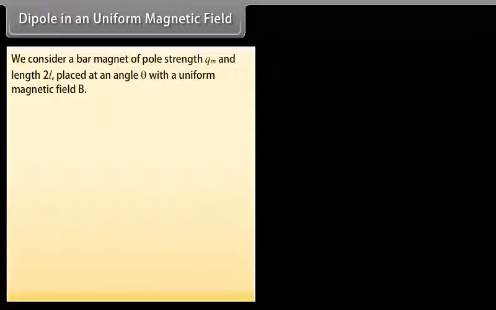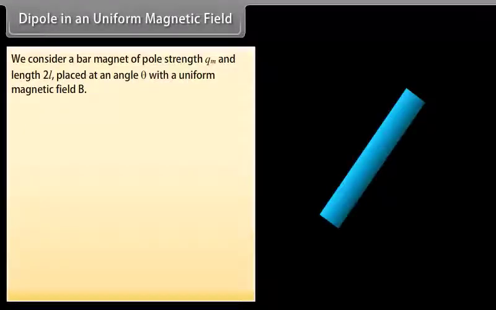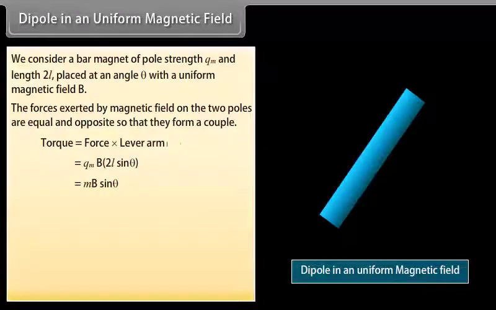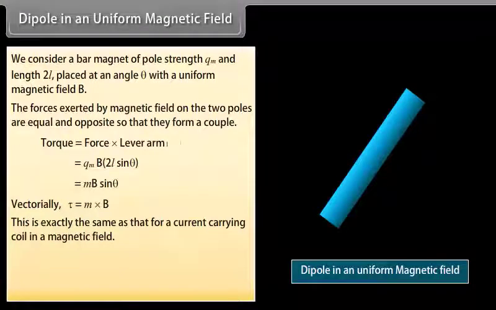Dipole in a uniform magnetic field. We consider a bar magnet of pole strength Qm and length 2L placed at an angle theta with a uniform magnetic field B. The forces exerted by the magnetic field on the two poles are equal and opposite, so that they form a couple. Torque is equal to force times lever arm. By putting the values in the above equation, we get the value of torque equal to mB sine theta. Vectorially, it is represented as tau equals m cross B. This is exactly the same as that of a current carrying coil in a magnetic field.